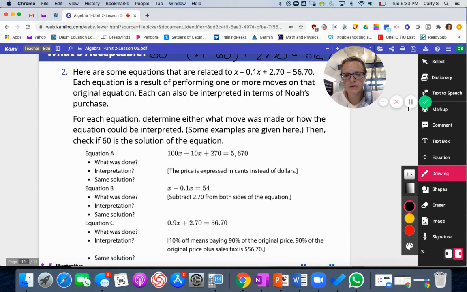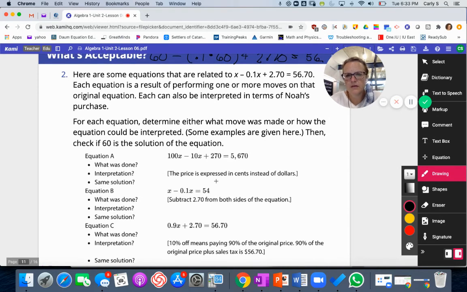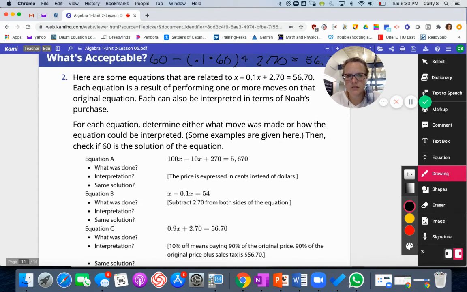So here I have, my original equation's up at the top. Here I have 100x minus 10x plus 270 equals 5,670. So what was done? I multiplied everything by 100. My interpretation is the price is expressed in cents instead of dollars.